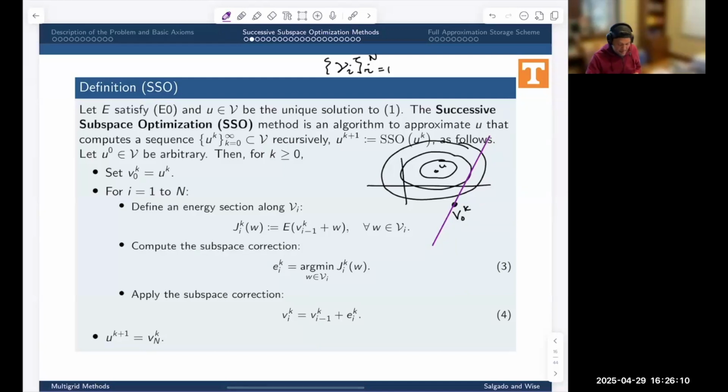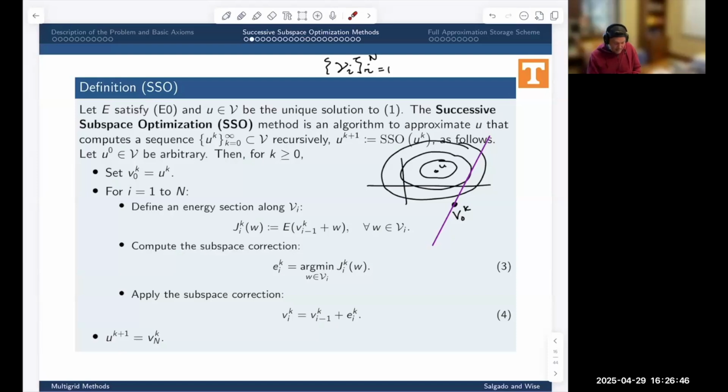So I can think about this as being a hyperplane, and the hyperplane is described by points like that. It's the points that are v_0^k plus w, where w is along V_1 to start with. So we're going to minimize along that direction, okay? So that's called an energy section, and we're going to minimize that. When we minimize that, that's going to give us something called a correction. So you can think about this as being a little bit like the coarse grid correction that we encountered in multigrid.